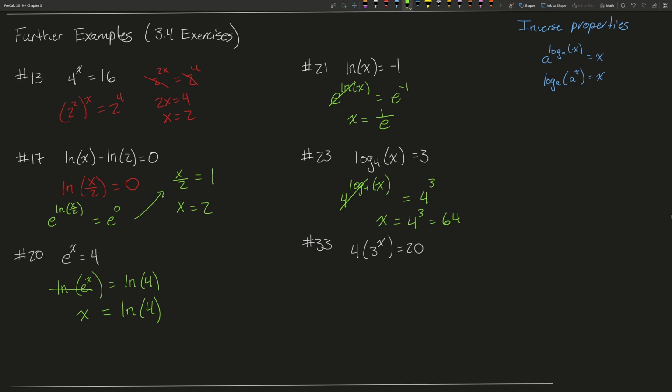Number 33, 4 times 3 to the power of x is equal to 20. The first thing we have to do is get rid of the 4 on the outside, so we divide 4 on both sides. So we're left with 3 to the power of x is equal to 5. Then in order to get rid of the base of 3, we need to take the log base 3 on both sides, so that these two bases cancel each other out. So we're left with x is equal to log base 3 of 5.